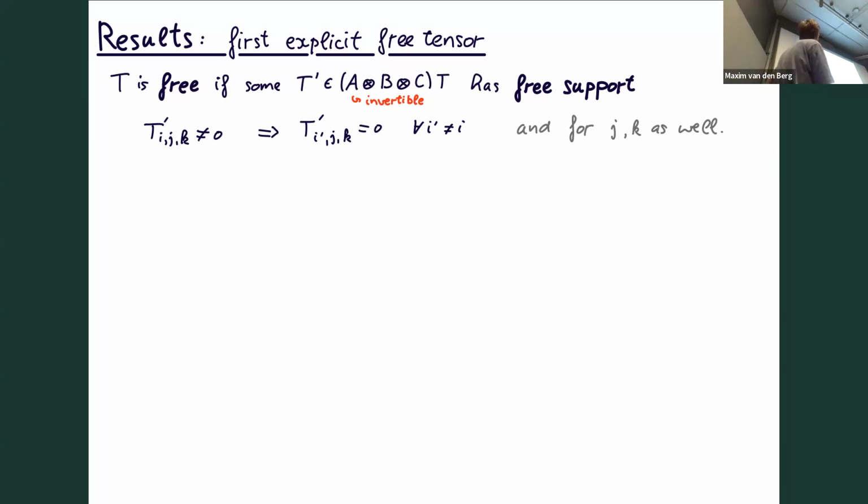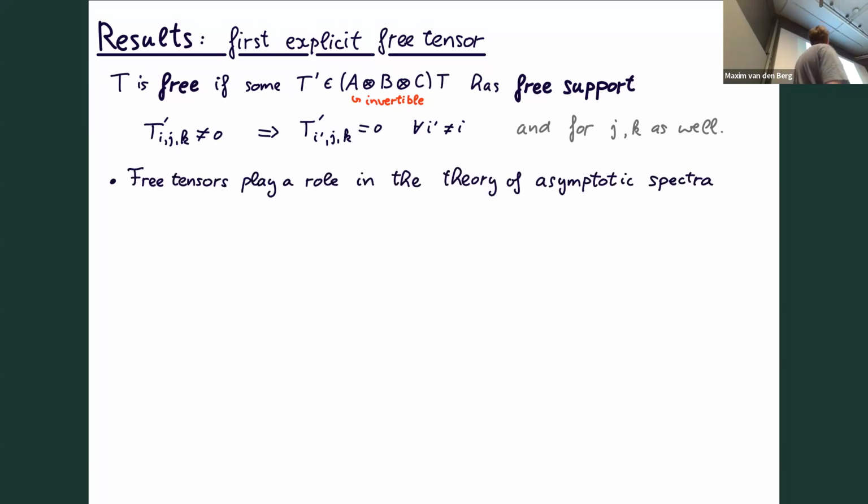So what do I write here? Whenever an element is non-zero, all other elements in that line, where I vary only one coordinate, should be equal to 0. So it's a sparsity condition on your tensor. That's what it means to have free support. And the tensor is free if I can do basic transformations A, B, C, which are invertible, to go from tensor T to T prime that has this free support property. Some motivation: these free tensors actually play a role in this theory of asymptotic spectra that I've been talking about a lot. I won't explain how exactly, but we care about them there.